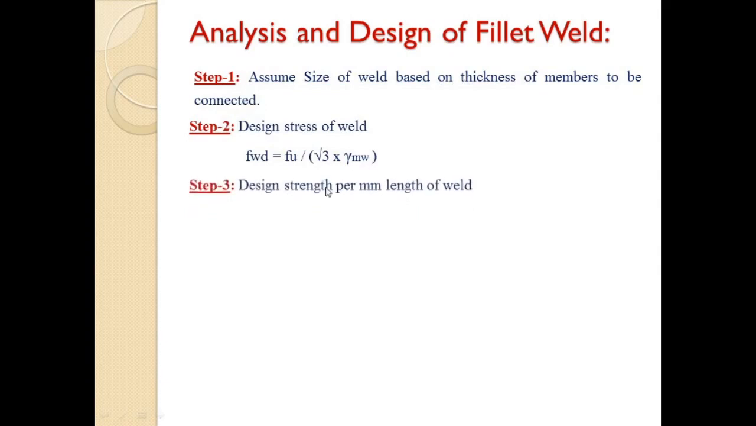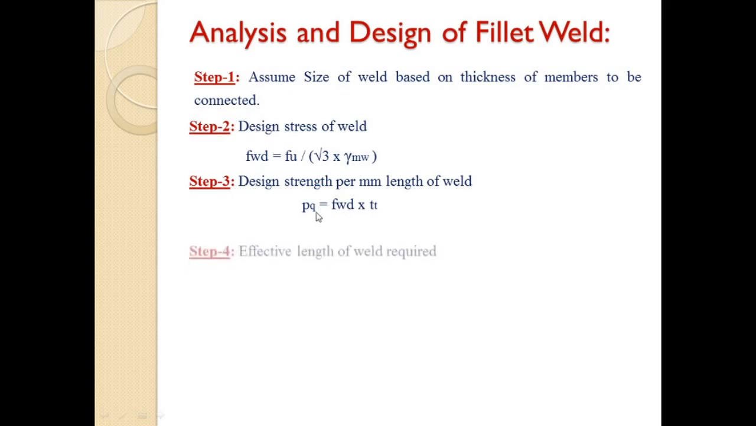After that, step number 3, design strength per mm length of weld. Here we have to calculate the design strength per mm length of weld, represented by letter PQ. So PQ is equal to FWD into TT. Actually, this is the formula of PDW, where L is taken as 1 mm, so we call it the design strength per mm length of weld. FWD is the design stress of weld and TT is the throat thickness.